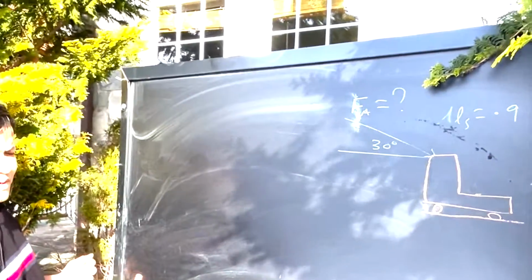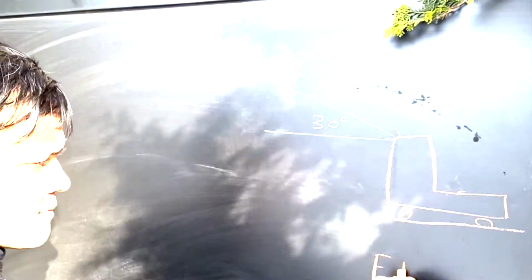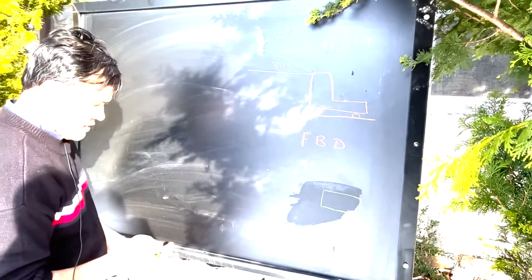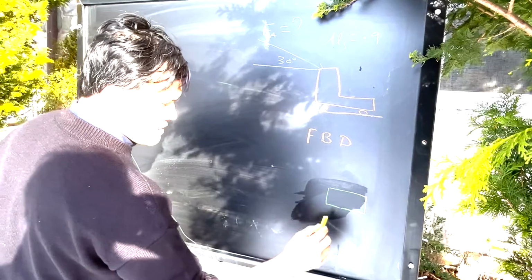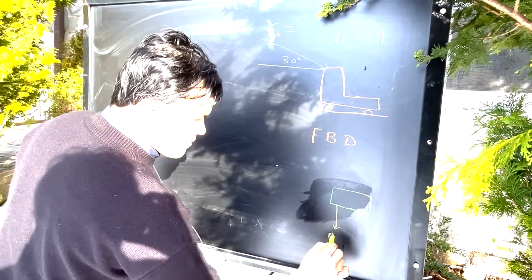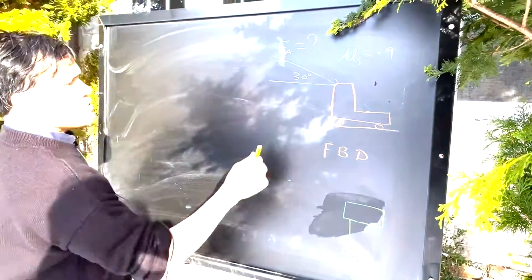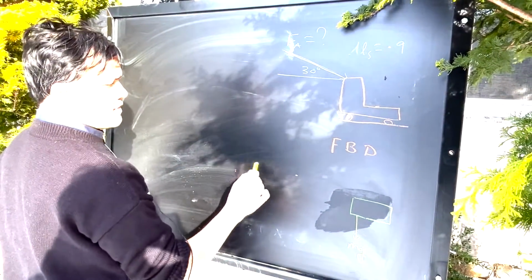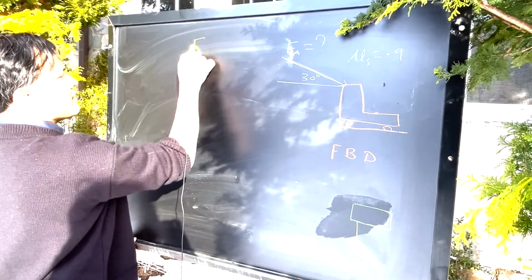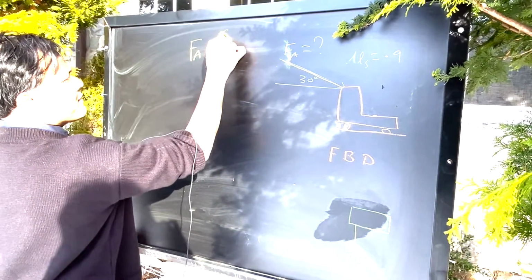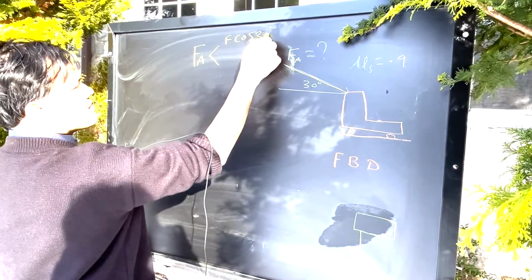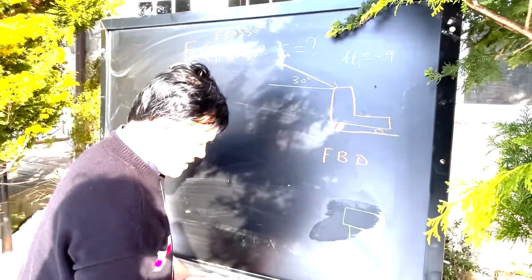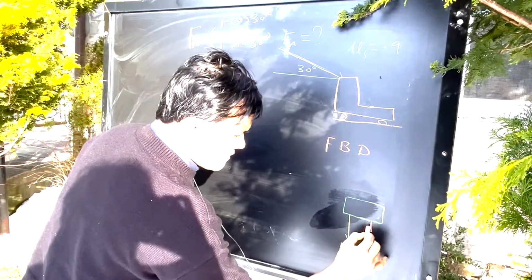Alright, so the first thing we have to do is the free body diagram. So this is the car. Three forces are acting on the car. This is mg. There are two components of this one. So this is Fa, and Fa has two components: F cosine 30 degrees and F sine 30 degrees. So this is F sine 30 degrees.